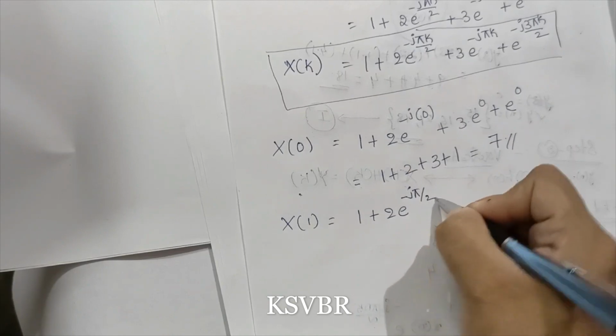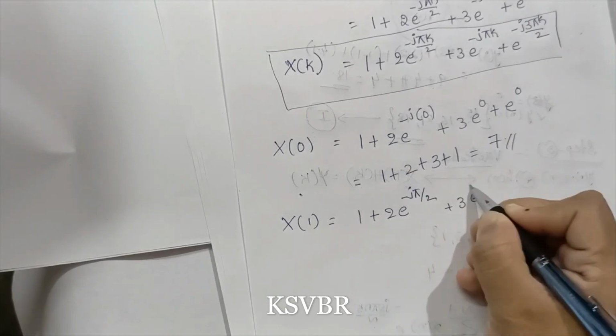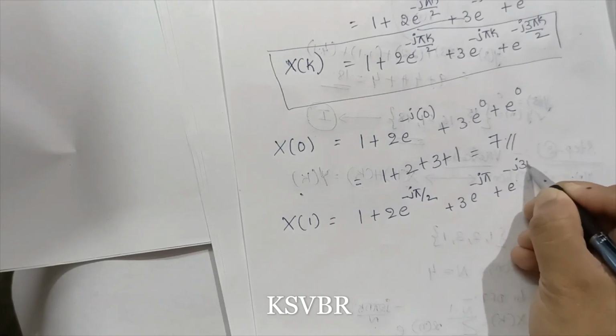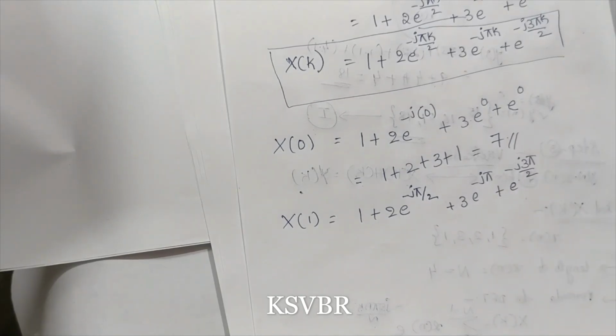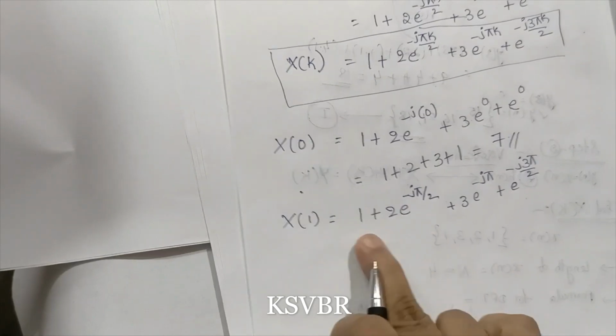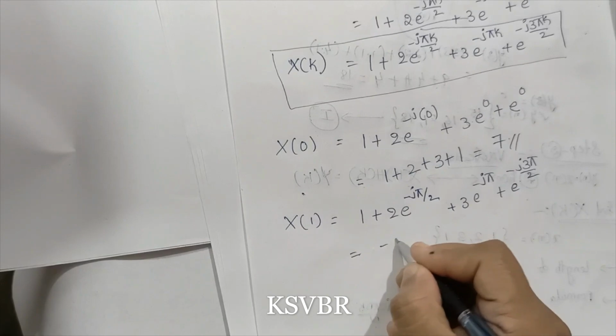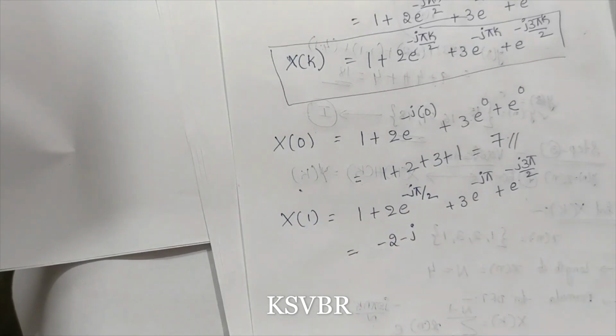e power minus j pi by 2 plus 3 e power minus j pi plus e power minus j 3 pi by 2. So if you calculate this entire value in your calculator, it will come as minus 2 minus 3.